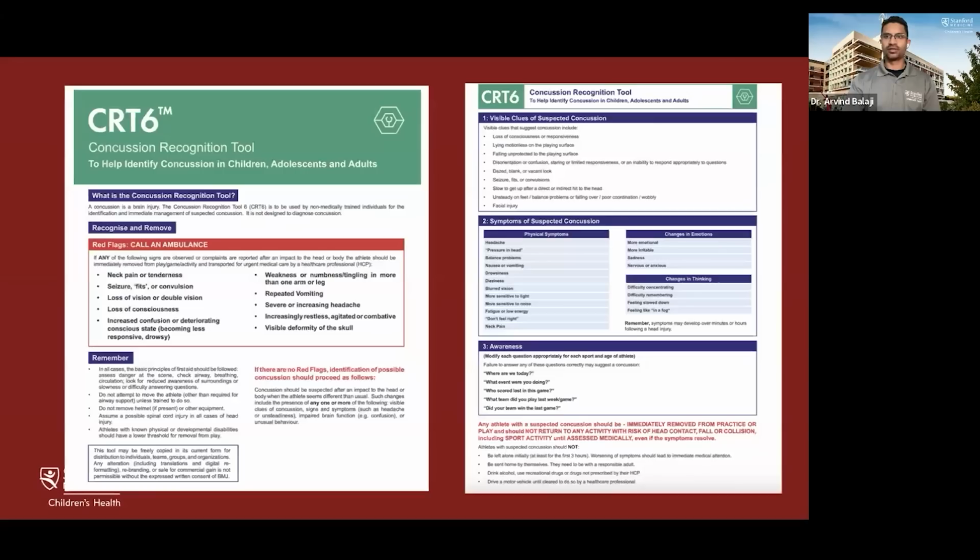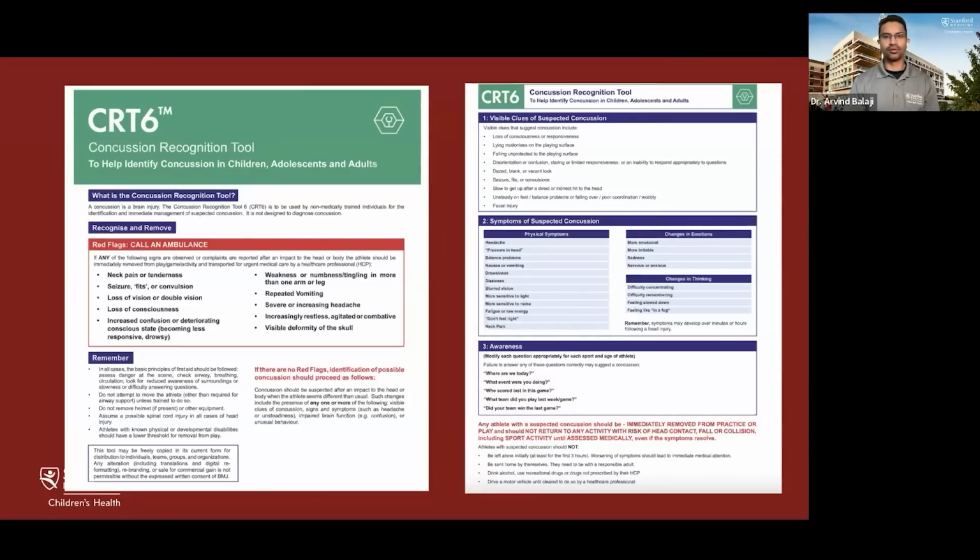Now, as part of the 6th consensus statement, some of the updates that are worth talking about include updates to something called the Concussion Recognition Tool. This 6th iteration of this tool is a handout that allows practitioners, such as athletic trainers, physicians, nurses, etc., to have a systematic way of assessing athletes who are suspected to have a concussion. The first half of the document simply highlights some red flags and reasons why you might want to seek emergent medical attention.